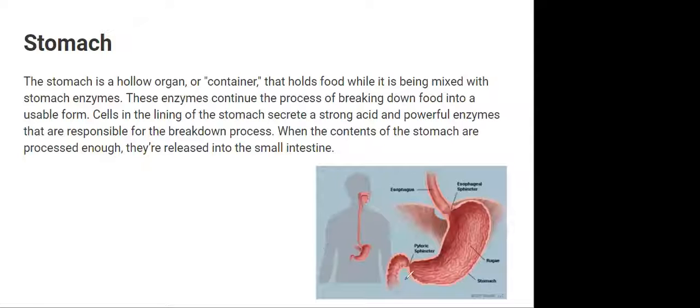The stomach is a hollow organ or container that holds food while it is being mixed with stomach enzymes. The enzymes continue the process of breaking down food into usable form. Cells in the lining of the stomach secrete a strong acid and powerful enzymes that are responsible for the breakdown process. When the contents of the stomach are processed enough, they are released into the small intestine.